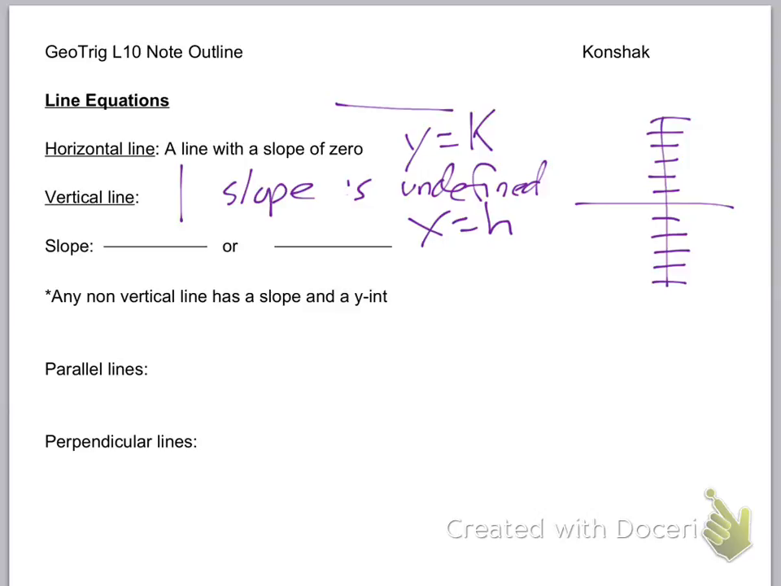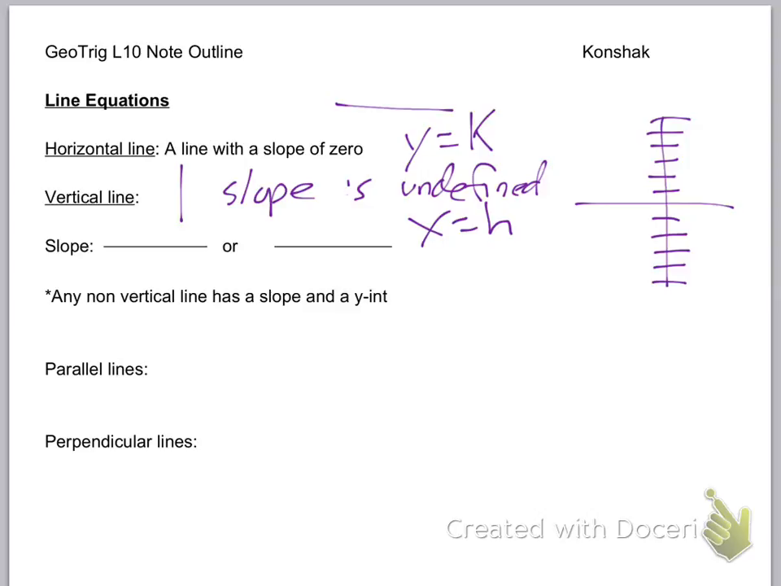So y equals 3 is a horizontal line at y equals 3, or 3 up. x equals 5 is a vertical line that goes through x equals 5. All y values are 3, or all x values are 5, that type of thing.